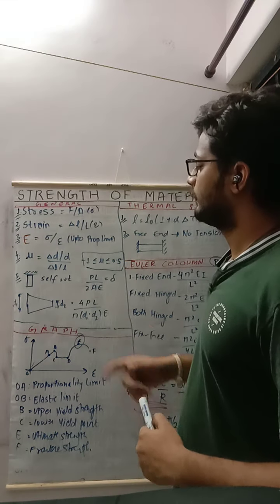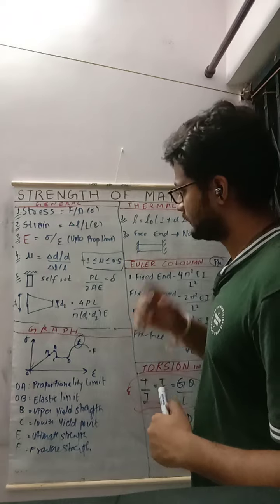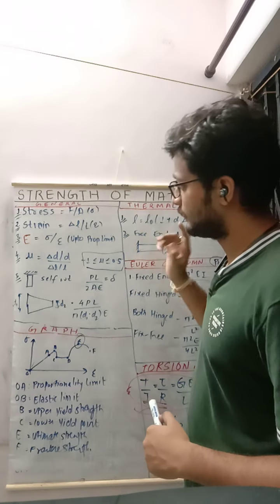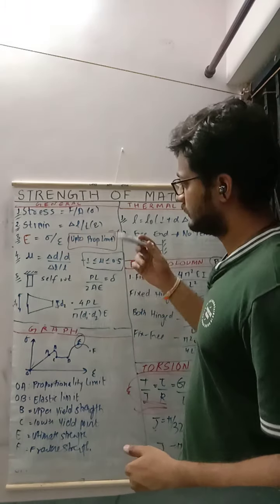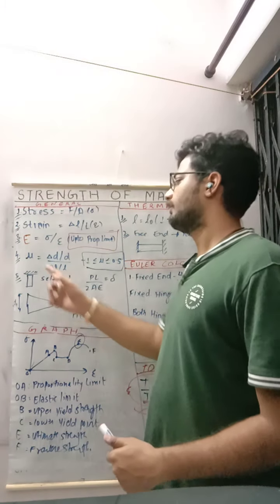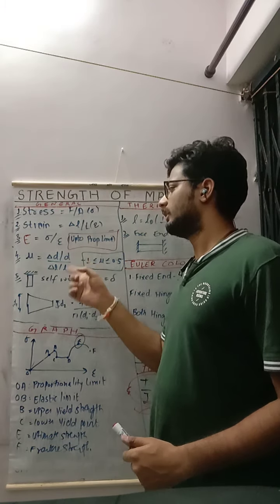Then we have the proportionality limit. We have the Young's modulus, E is equal to stress upon strain. This is valid up to the proportionality limit. What is this? We'll see in the graph. Then we have the Poisson ratio. Poisson ratio is (delta D upon D) upon (delta L upon L).